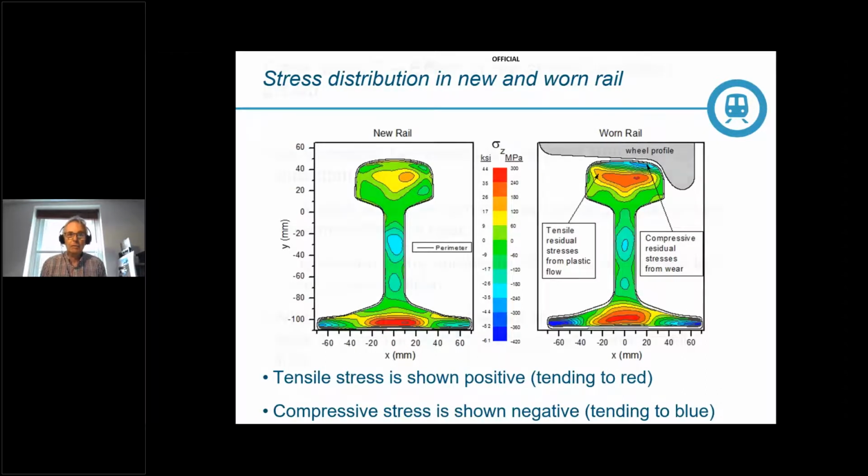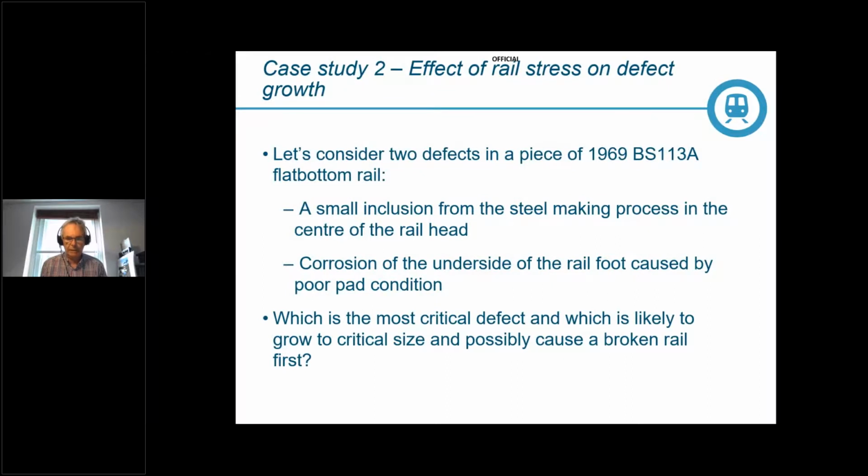So let's think about two defects in a piece of rail. Let's choose a piece of 1969 113A flat bottom rail, and it's got two defects in it. We've got a small inclusion from the steel making process in the center of the rail head, and we've got corrosion of the underside of the foot of the rail caused by poor pad conditions. So let's have a think about which is likely to grow and what are the factors affecting it.